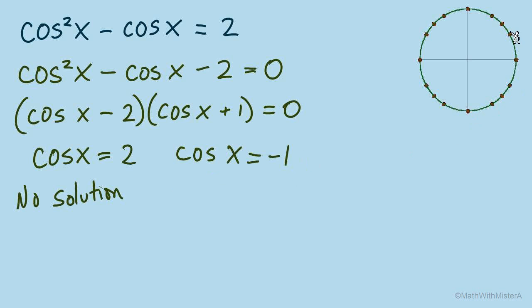Negative 1, that's a point we should know about our unit circle. Where do we have a horizontal component of negative 1? Horizontal because it's cosine, and here is that point, horizontally negative 1. Our angle there is 180 degrees, or pi radians. This equation has only one solution.